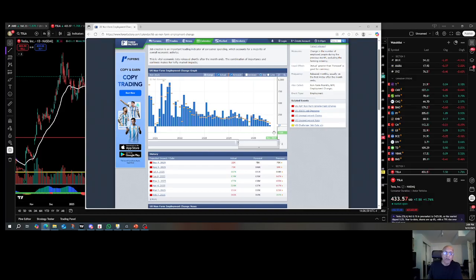So what does a strong number like this mean? A strong number means your bond yields are going higher. It also makes the U.S. dollar stronger. If your economy is doing well, your U.S. dollar is going up, right? And it also puts pressure on the stocks. The stocks are corporations, and if they have lots of jobs available, that means they are very strong. They're making profits and good revenue, and that is making your stock market go higher and higher.